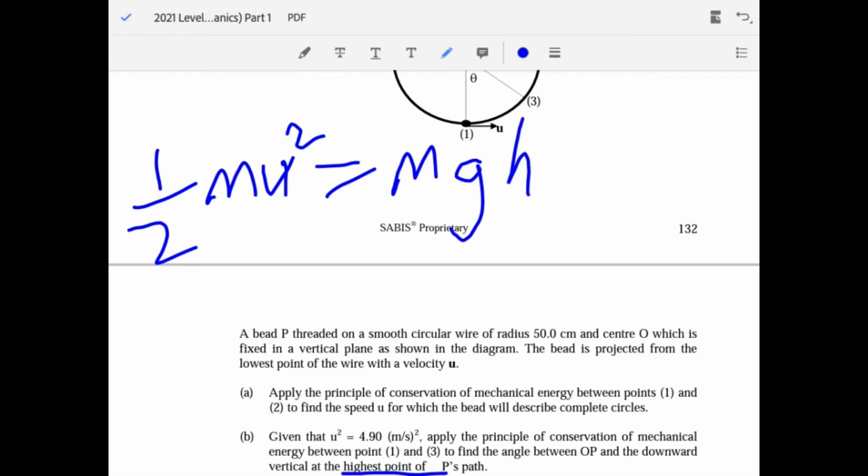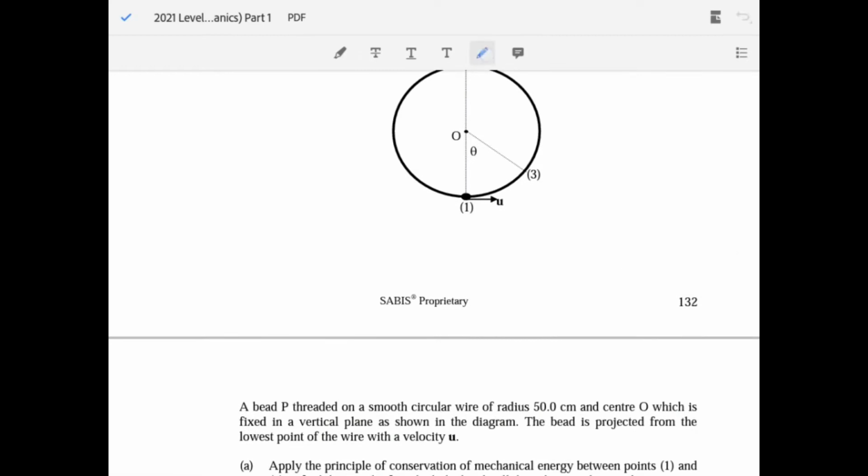Now what is h? We have to use it in terms of theta, because we need to find the angle. So h is simply delta h. So you have that point here, and then you have this. So h is the difference between there.